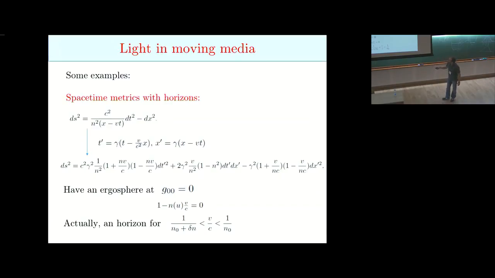Okay? So if I look here, I can identify the fact that I have an ergosphere where the g naught naught is equal to zero. So that's equivalent to this. So this N is a function of x minus vt. But you can see the factor index is in there. But because we're in 1D, that ergosphere actually corresponds to a horizon, and it corresponds to this horizon from this condition here, okay? Where this n is just the background refractive index, and this delta n is the refractive index change induced by my laser pulse.